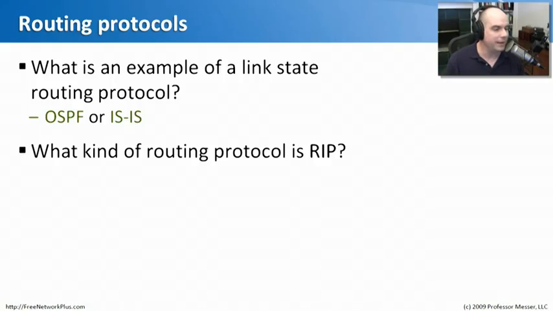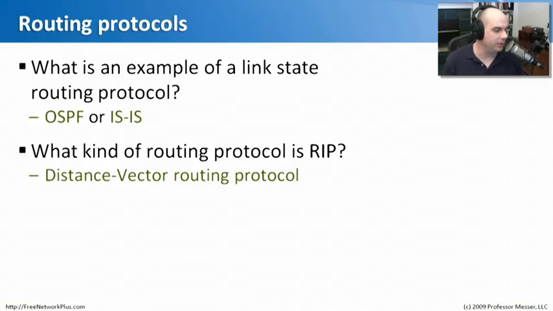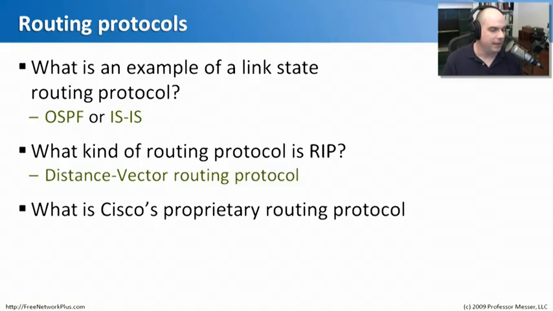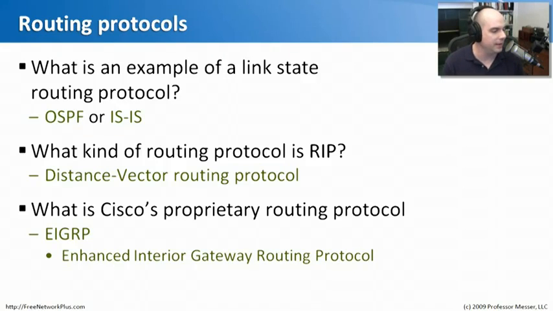Another question, what kind of routing protocol is RIP? We've also got RIP v2, and both of those are distance vector routing protocols. The last question we have is that Cisco has a proprietary routing protocol that they use in their routing devices, one of the options to use in their routing devices. What is their proprietary routing protocol called? And it's called EIGRP, the Enhanced Interior Gateway Routing Protocol.